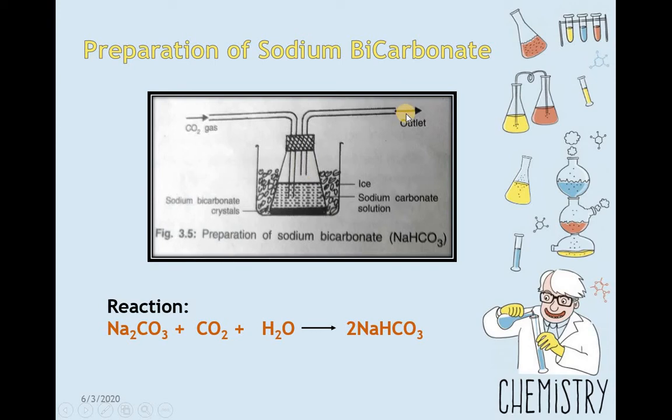The crystals of sodium bicarbonate will precipitate out. This black color is the sodium bicarbonate crystal precipitate. Filter the crystal, dry it in folds of filter paper. Now this sodium hydrogen carbonate or sodium bicarbonate is used as health salts. Health salts are the mixture of dry citric acid or tartaric acid and sodium hydrogen carbonate.